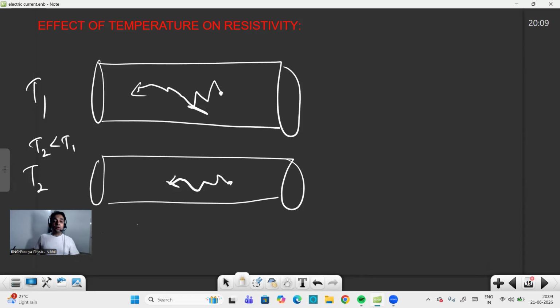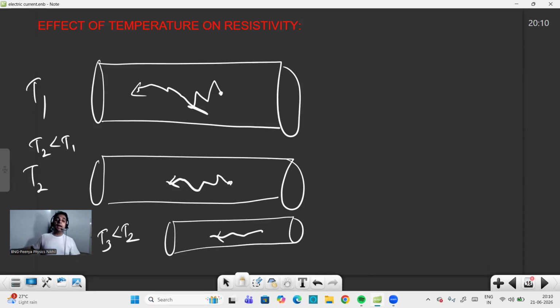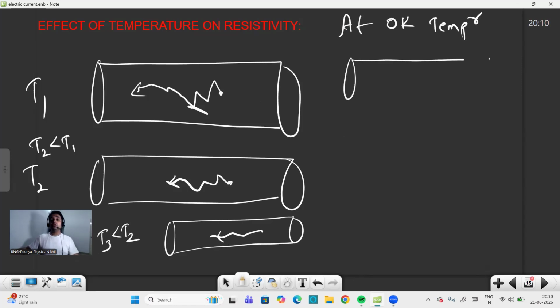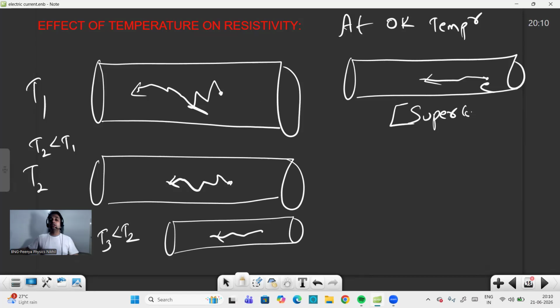Correct. Even if I lower the temperature more, let T3 be less than T2 also, the drift will decrease further. Okay. And at 0 Kelvin temperature, what did we find? Almost the electron is moving in a straight path. And that state of the conductor is known as the superconductor state.